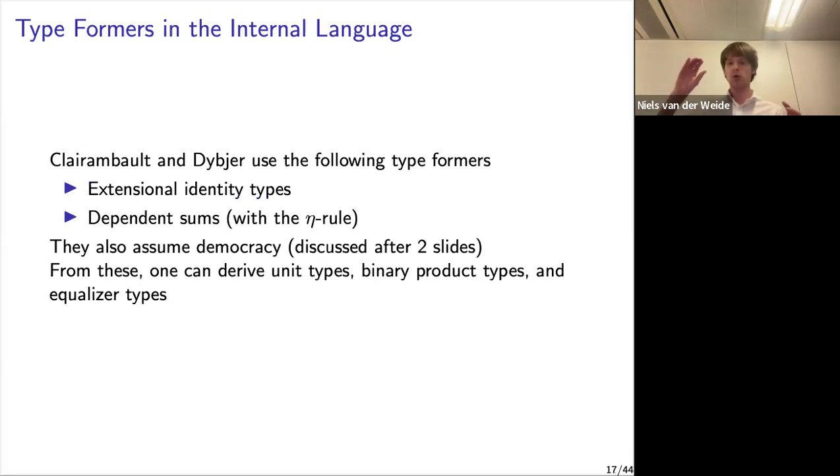So we must also talk about what is the bicategory of comprehension categories that we're interested in, and we must say how to interpret the type formers. And if we go back to Clairambault and Dybjer, what do they want? They want extensional identity types, and they want dependent sums for which the eta rule holds. They also assume democracy, which I will make explicit after two slides. And I actually used a bit simplified version so that I didn't have to make any derivation. I also say, oh, I want unit types, binary product types, and equalizers, which was mainly to simplify the development.